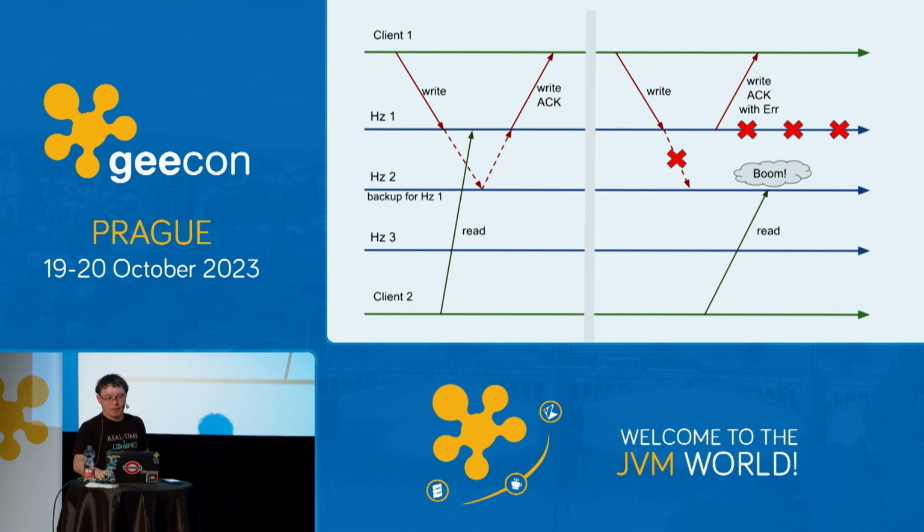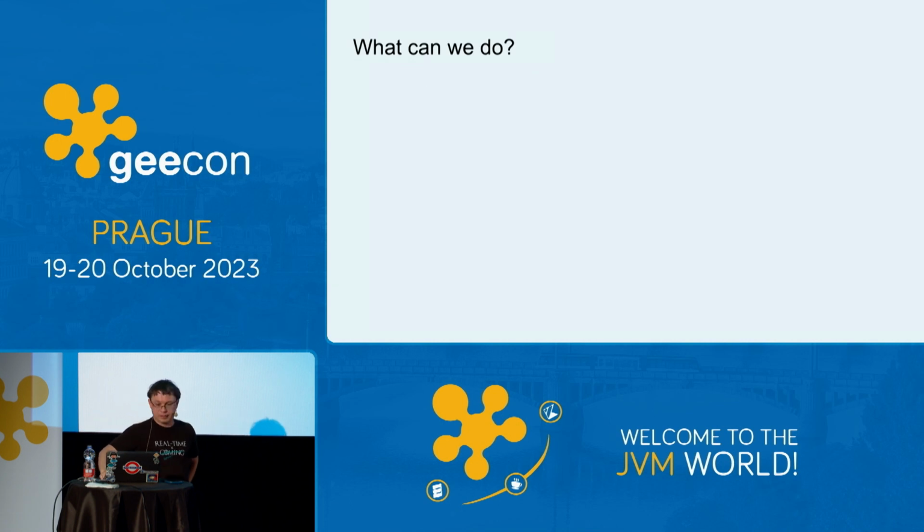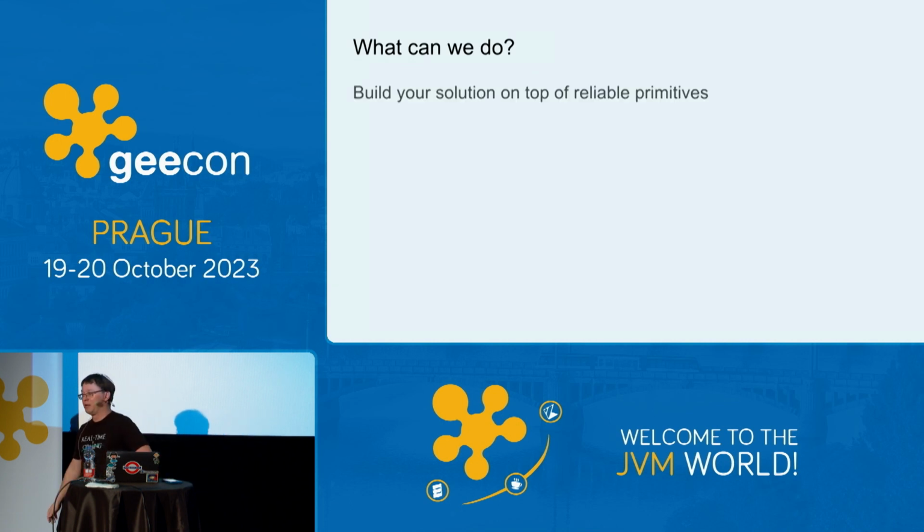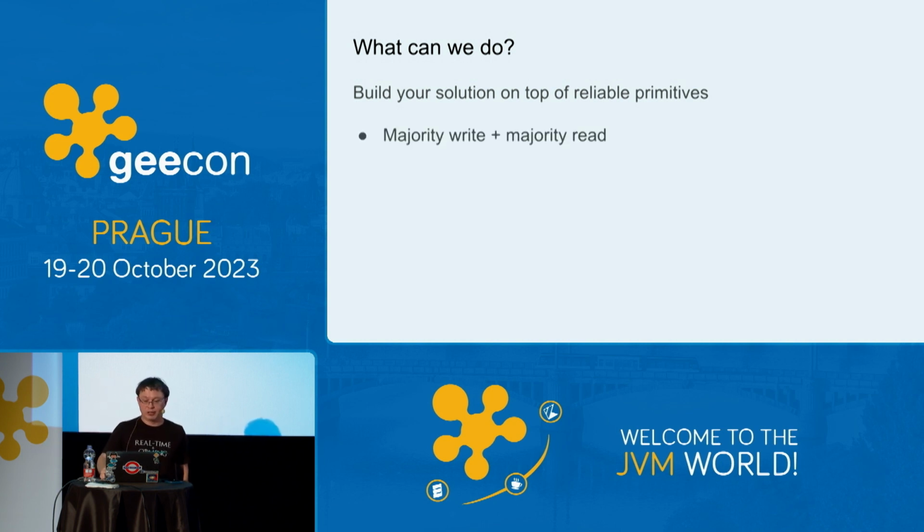Boom. What can we do about this? First of all, build your solution on top of reliable primitives. As I said before, if you take something not reliable into the core, you shouldn't expect your solution to be reliable, or you should provide something additional that makes this solution reliable, but in general it is more complicated than building your solution from a more reliable data structure.